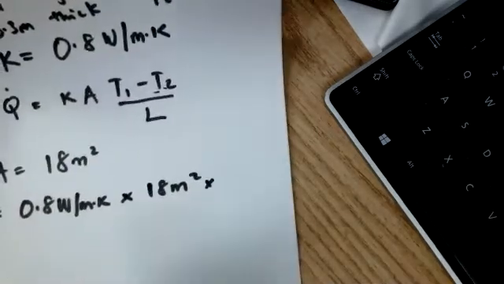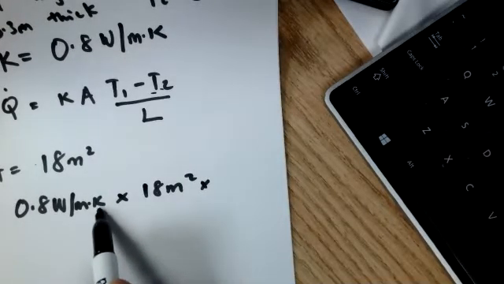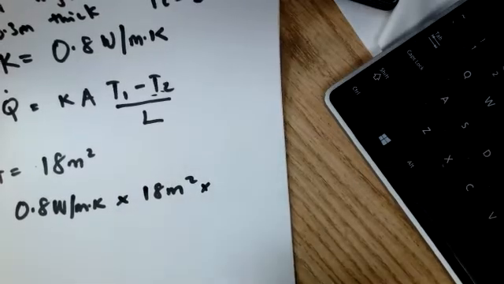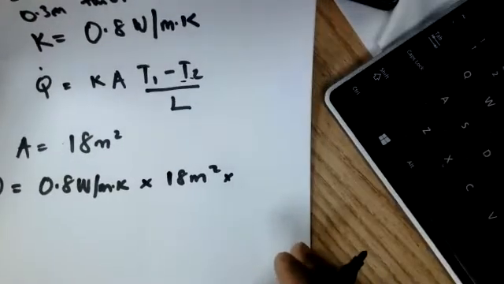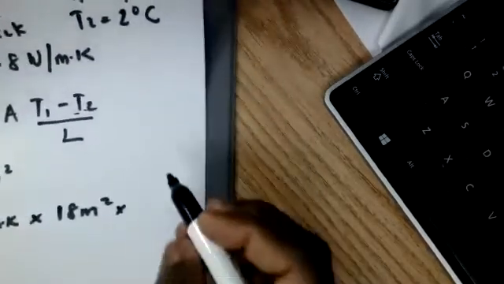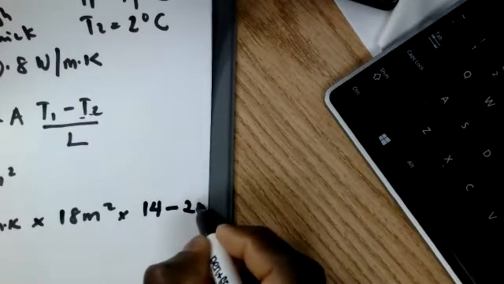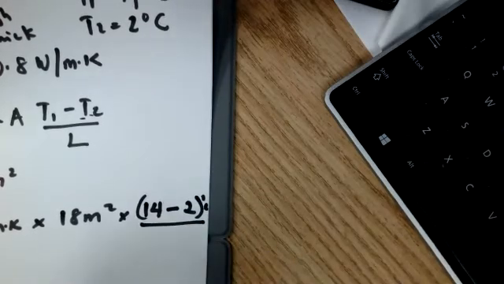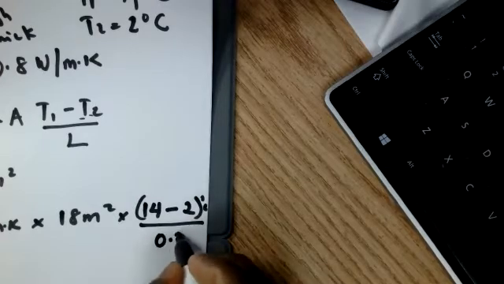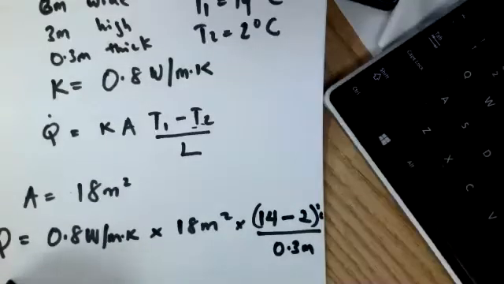As a matter of fact, in some textbooks, you will see 0.8 watts per meter degree Celsius. Because for conduction, it's a temperature difference. But don't make this mistake when you're dealing with radiation, because it's not a temperature difference. Okay, so I can afford to say 14 minus 2 degrees Celsius here, and everything will be fine. Okay, this only applies to conduction, and divide this by 0.3 meters. Okay, so it's that simple.